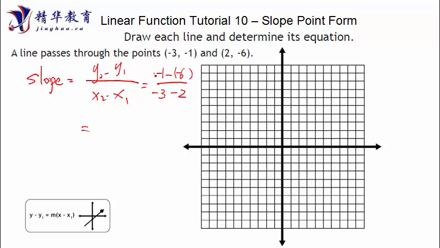All right, we've got the slope. So -1 minus -6, which is +6, equals 5. And then -3 minus 2 is equal to -5. So the slope equals -1. Okay, the slope equals -1. And then we're pretty much done. Why? Because we have the point already.